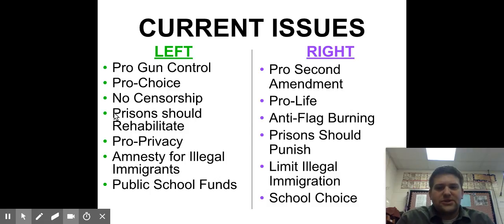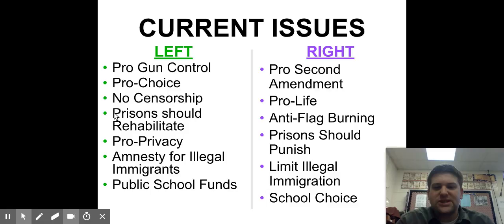People on the left would say prisons should be there to rehabilitate, that the goal of prison is to help people get better and make better decisions in the future, so that eventually when they get released, they can be released into the world and make better decisions and be an addition to society rather than somebody who's going to go back to jail. They're pro-privacy, so things like the NSA, the government, looking into our emails, listening to phone calls, those sorts of things, in order to keep a more safe country, they would say no. We should never violate the privacy of individuals for the safety of our country.